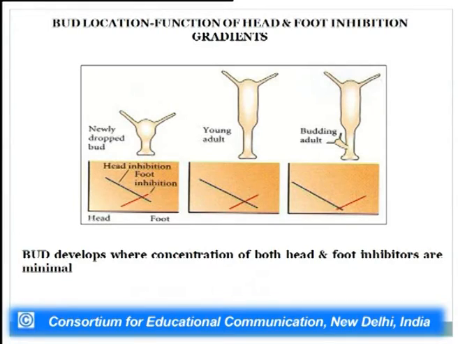You can see that when a new bud is formed, the head and foot inhibitor gradients are at work in the bud location, and the bud develops where the concentrations of both head and foot inhibitors are minimal. So, at the top only a head can develop, at the bottom only a tail can develop, but where both concentrations are minimal, a new bud can develop.